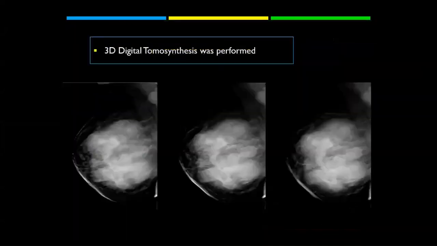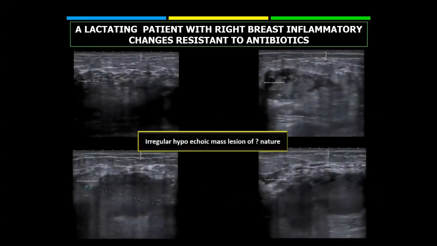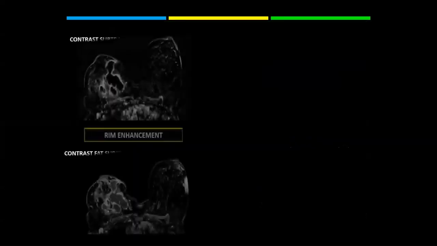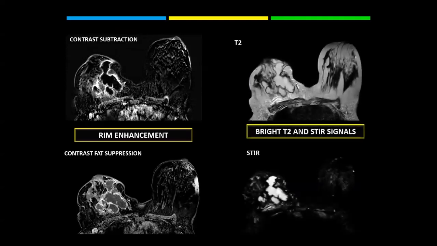She performed a 3D digital tomosynthesis. These were the tomosynthesis images, and this was her ultrasound, which revealed multiple irregular hypoechoic mass lesions of query nature. She was sent for an MRI examination, and these were the contrast subtraction and dynamic MRI images, and these were the T2 and the STIR images.